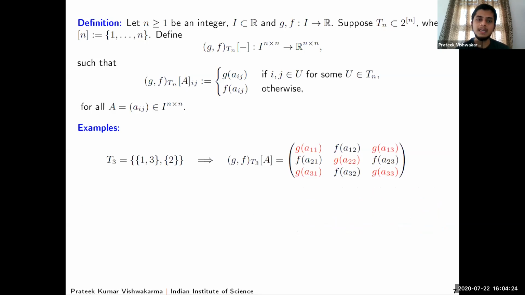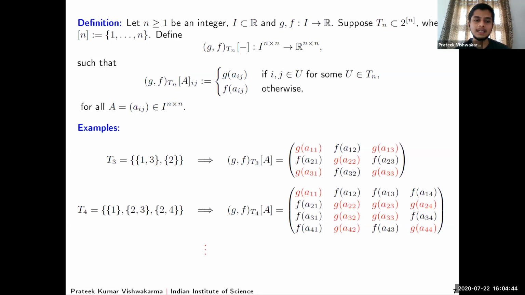For instance, if T3 is the set containing {1}, {3}, and {2}, then in the operation g of T3, function g operates on principal blocks indexed by 1, 3, and 2, and the function f operates on the rest of the entries. Similarly, when T4 is the set containing {1,2}, {3}, {2,4}, then the operation g of T4 looks as shown in the picture. Note that in T4, there are sets that are intersecting with each other. We allow such intersections in our set of results.